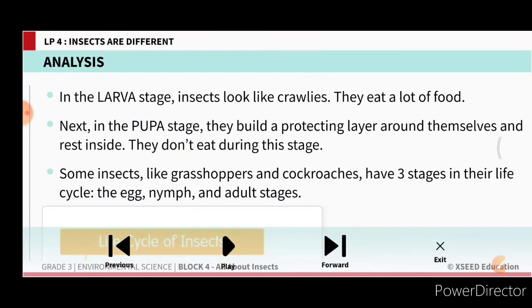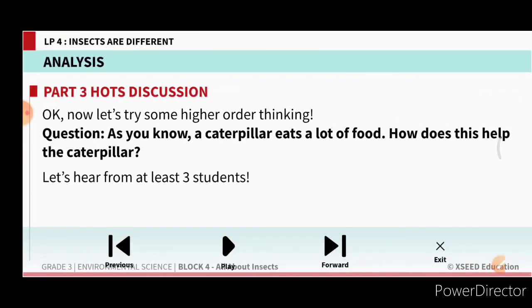Some insects like grasshoppers and cockroaches have only 3 stages in their life cycle. What are these? The egg, the nymph, and the adult stages, right? What are these insects which have only 3 stages in their life cycle? These are grasshoppers and cockroaches. And what are the 3 stages called? Egg, nymph and adult stage, right?